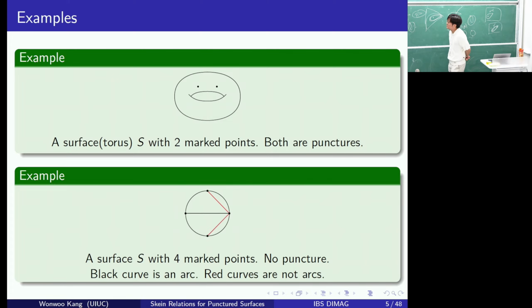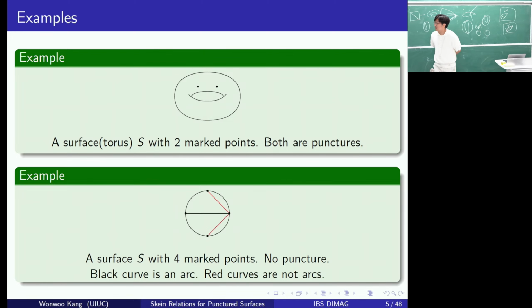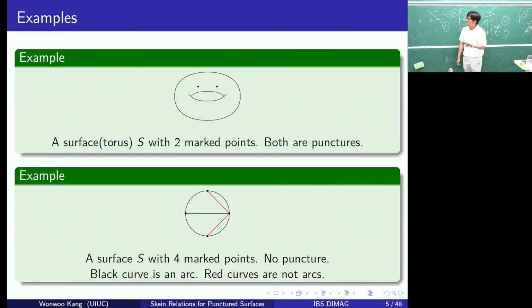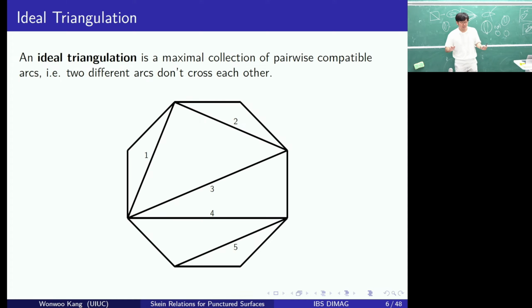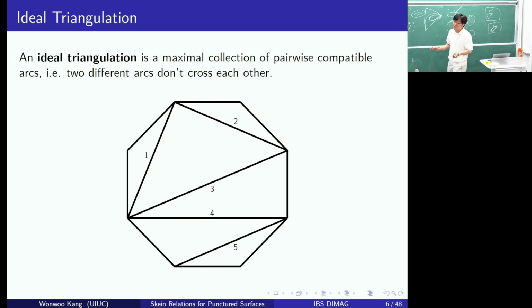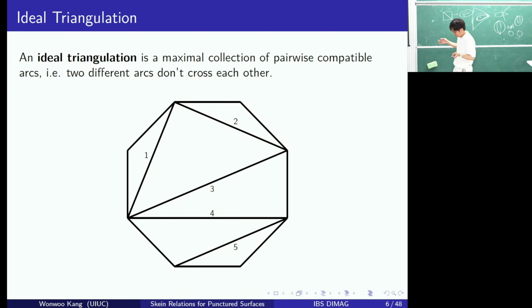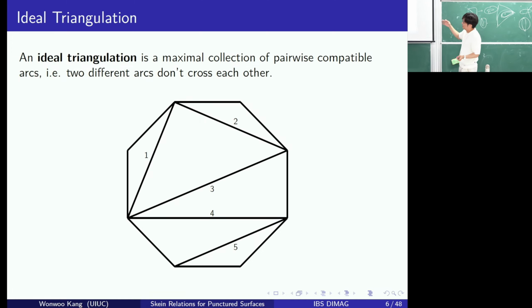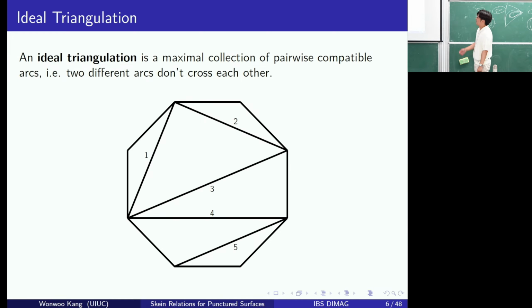So everyone's satisfied with the definition of the arc. But as I mentioned, the arc is the ingredient of the triangulation. So the ideal triangulation is basically making a triangulation of some surface. And of course, since we are mathematicians, we need to make it more subtle. In our language, we call it a maximum collection of pairwise compatible arcs, and compatible arcs means that they don't cross each other.